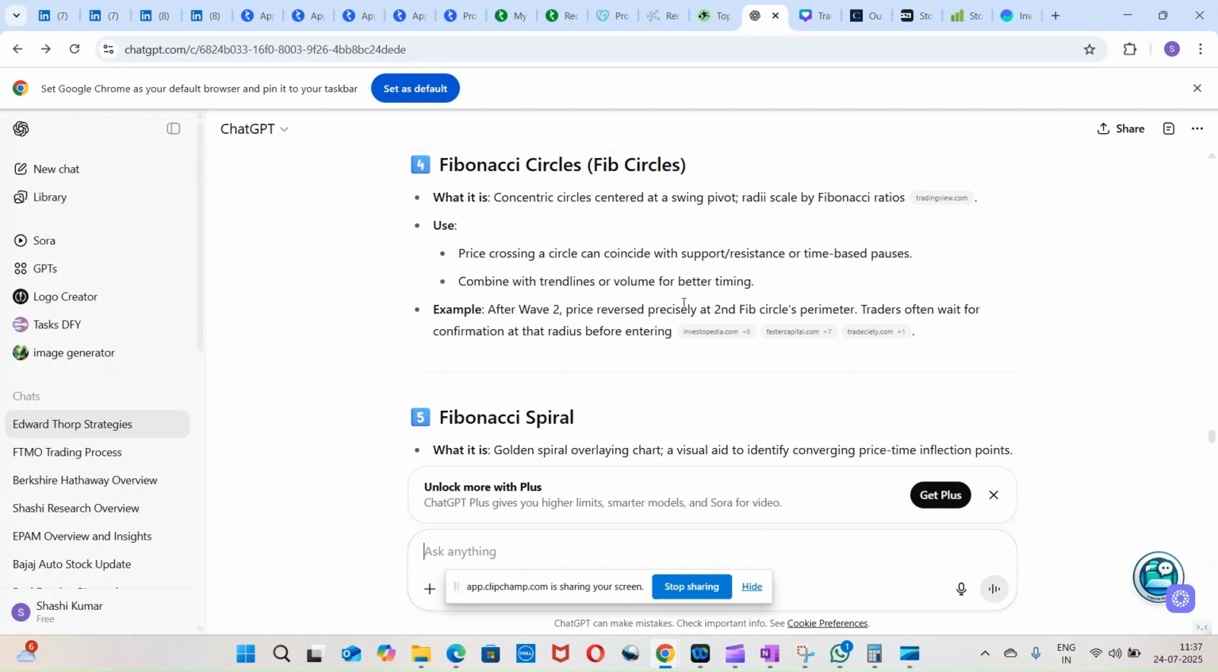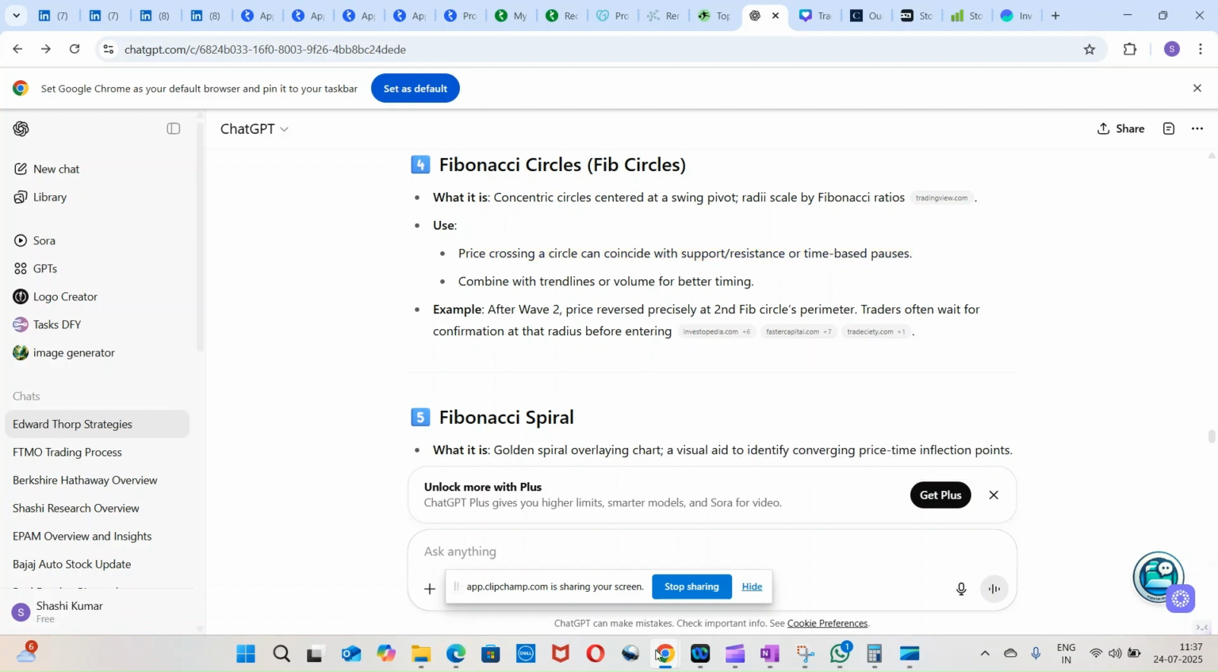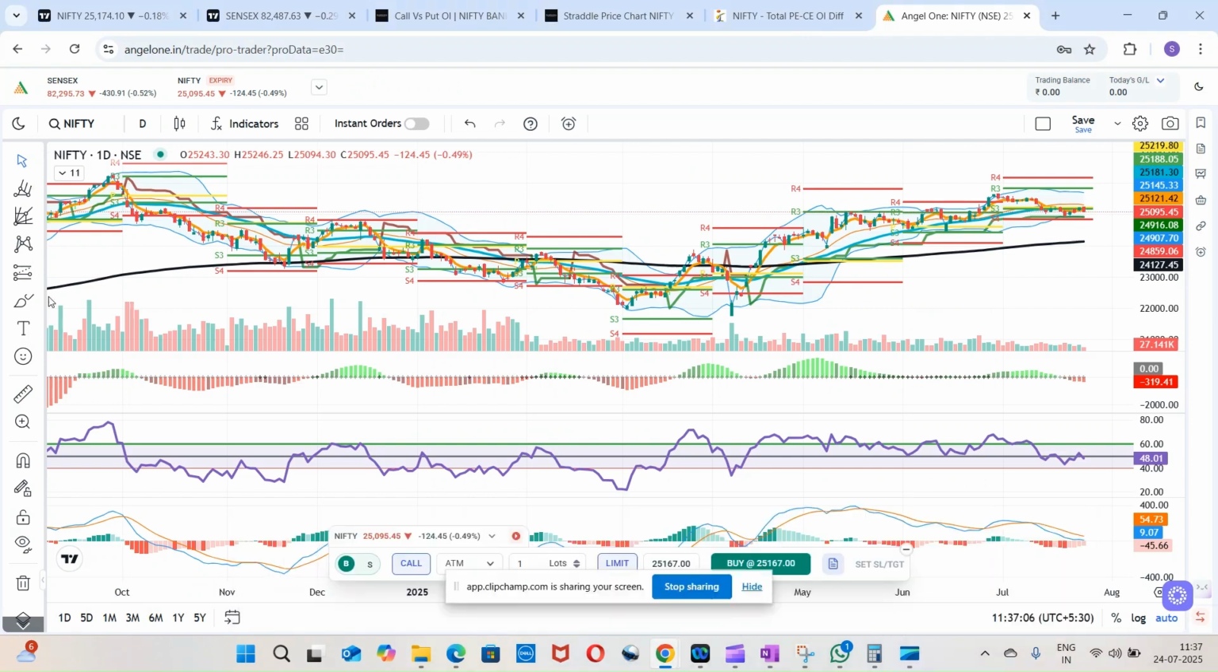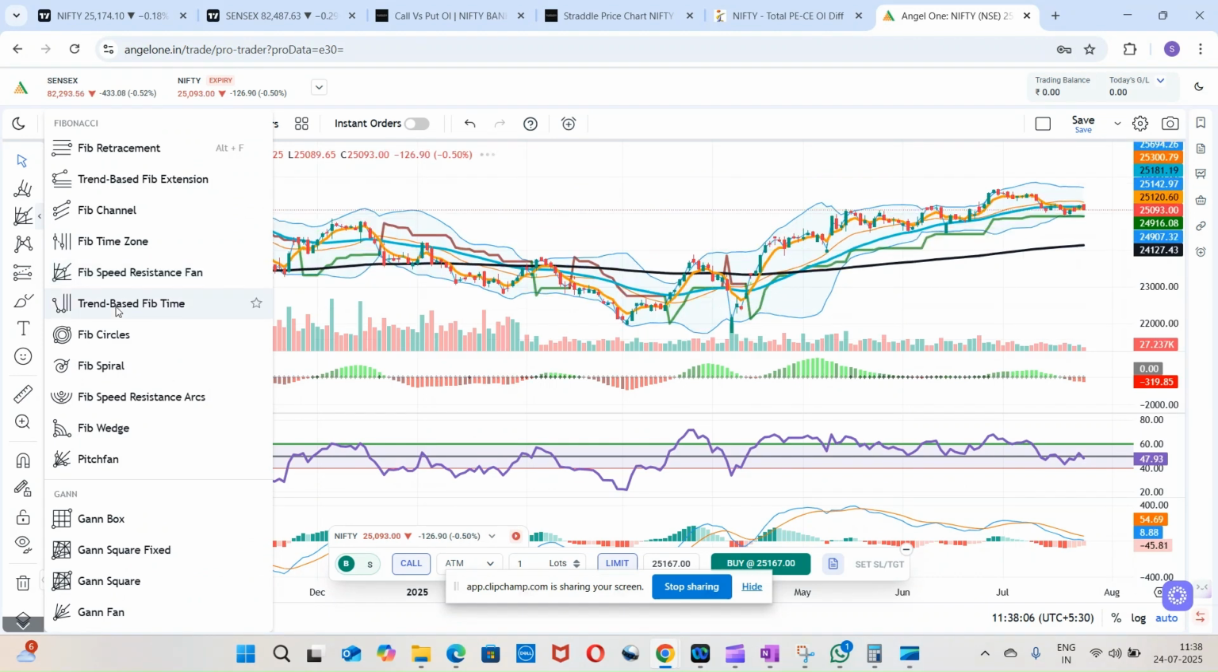So you can watch around these circles, and these act like support and resistance, and we can see how price is behaving around these circles, and based on that we take a trade. Okay, so let's see these Fibonacci circles. We did fib channel, fib time zone, fib speed resistance. We are doing fib circles. Trend based fib time also we could do. Let's do trend based fib time also.